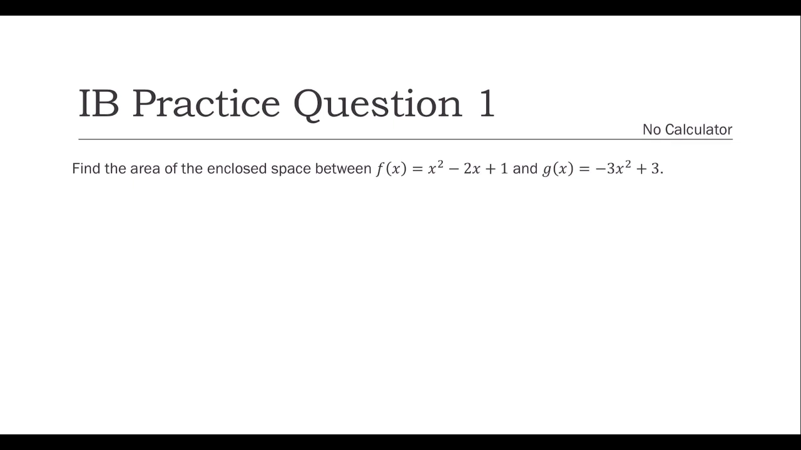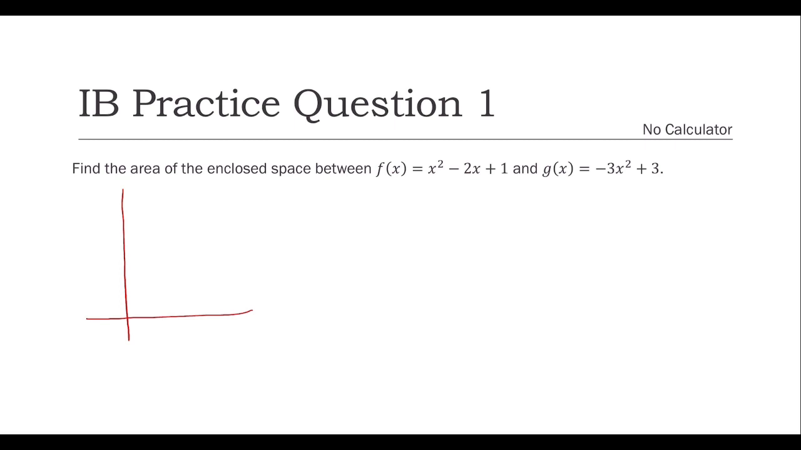So here we have our first IB practice question. It's no calculator. It says find the area of the enclosed space between f of x equals x squared minus 2x plus 1 and g of x equals negative 3x squared plus 3. So we can start by drawing a picture of our functions.